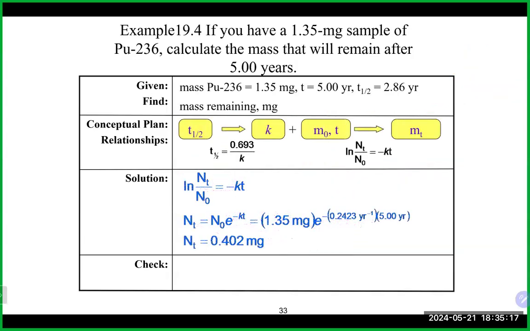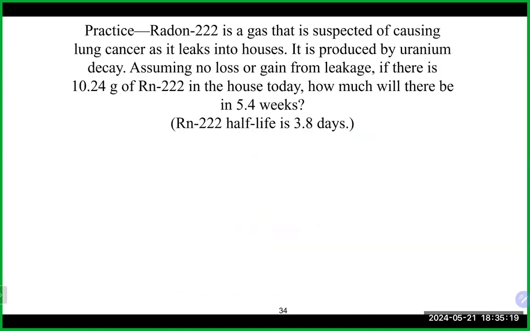Take a look at another one here. Radon 222 is a gas suspected of causing lung cancer. Assuming no loss or gain from leakage, if there is 10.24 grams of it today in the house, how much will be there in 5.4 weeks? Radon 222's half-life is 3.8 days. Let's see what you come up with there.